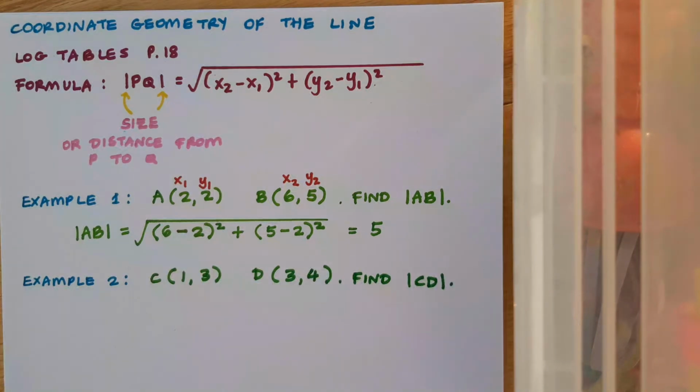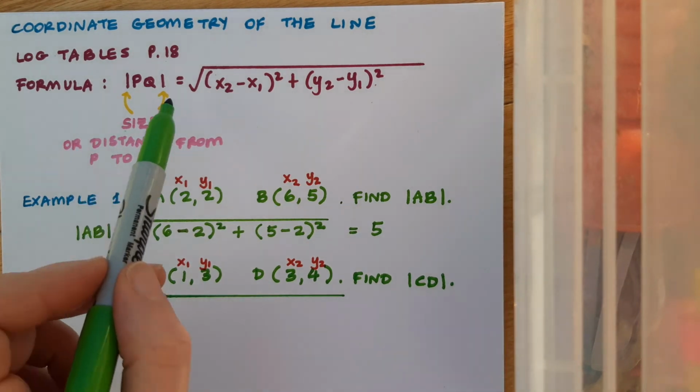So example 2. This time I've got the point C, which is (1, 3), and the point D, which is (3, 4), and I want to find CD, and again that just means the distance between C and D, or the length of the line segment that joins them. So like before, I'll begin by labelling my points. I'm going to call C the point (x1, y1), and D the point (x2, y2). And then I'll write down CD to indicate this is what I'm about to find.